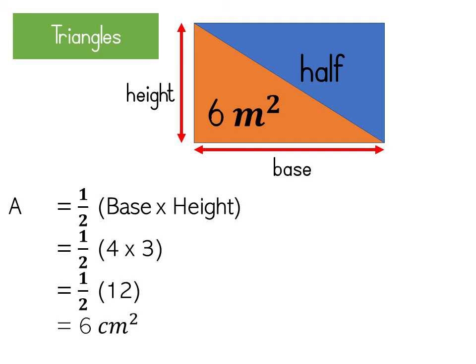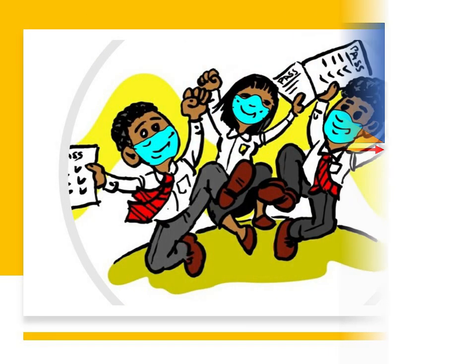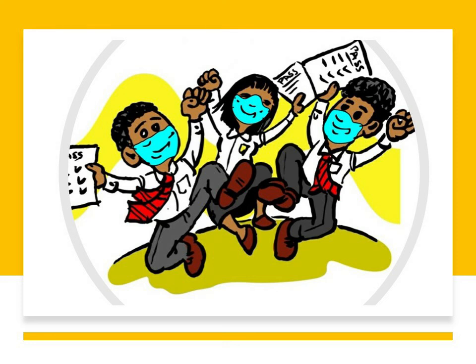So, to write the formula, we state the area of any triangle is equal to half the base of the triangle multiplied by the height of the triangle. In our example, the base equals 4 centimeters and the height equals 3 centimeters. Therefore, the area of the triangle is 6 square centimeters. We have now reached the end of our discussion of mathematical content for this session.